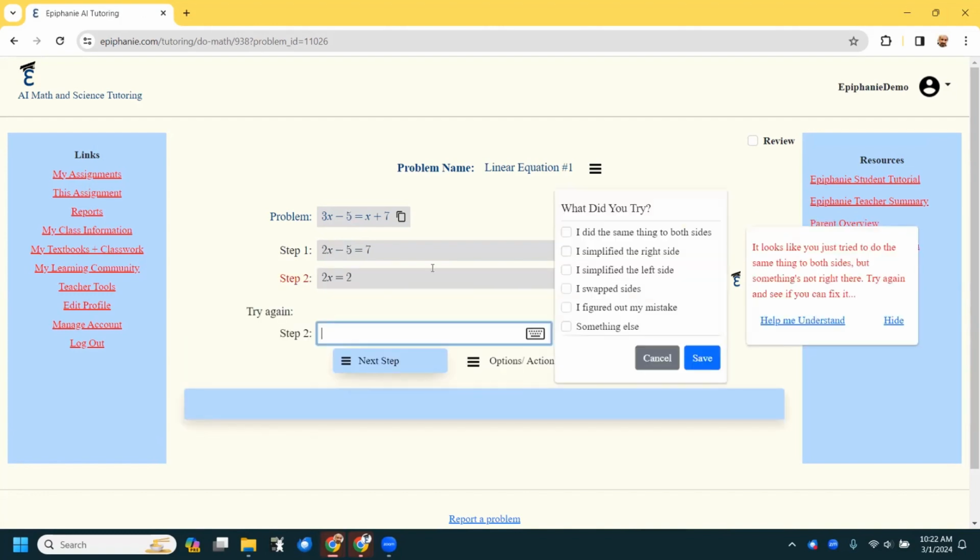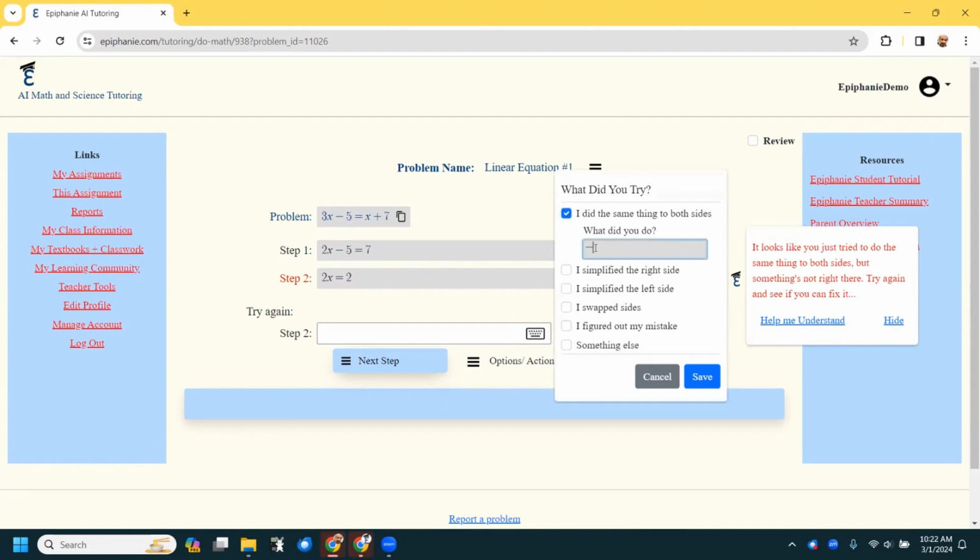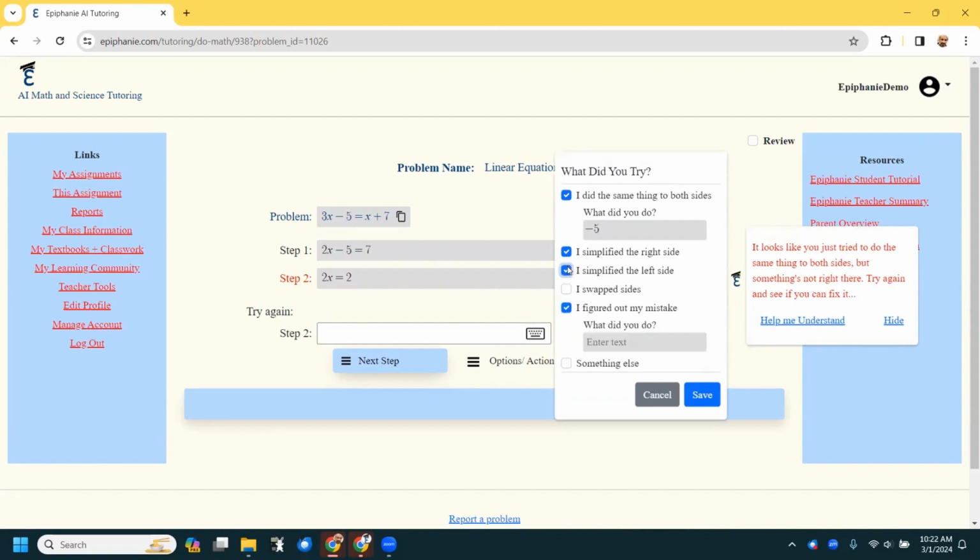Oops, I made a mistake. What did I do here? Oh, well, I did the same thing to both sides. I wanted to subtract 5 from both sides, and then I simplified both sides here. But I see what I did. I accidentally added 5 to the left.